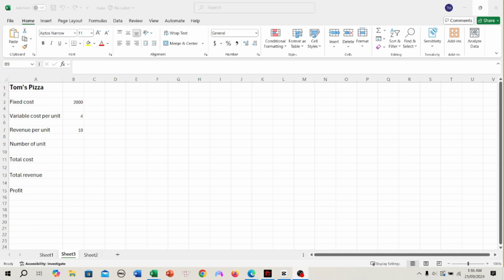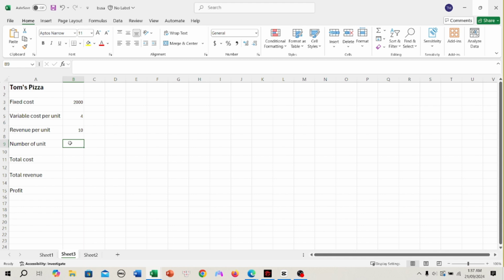Now let's come up with the second problem, which is Tom's Pizza restaurant. Here is the cost structure of this restaurant. Fixed cost $2,000, variable cost per unit $4, revenue per unit is $10.